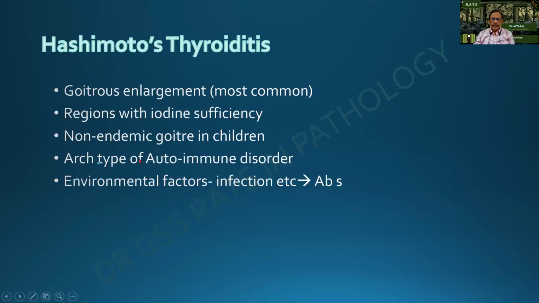First, let us go to Hashimoto's. It is a goitrous enlargement, one of the most common causes for a goitrous enlargement of the thyroid. It occurs in regions with iodine sufficiency, not insufficiency, but sufficiency. And it is a non-endemic goiter in children. It is one of the archetypes or the prototypes of autoimmune disorders.